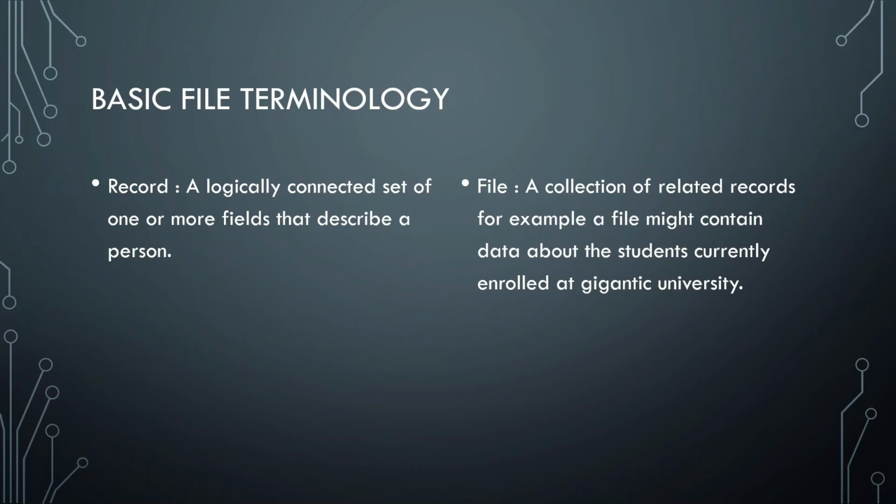For example, a file might contain data about the students currently enrolled at a gigantic university such as Durban University of Technology. Every single student has a file, or we have one file that stores all of our records as students, right? So that is the basic file terminology. You have data, you have field, you have records, and you have file. That's just 4 things you need to know about file terminology.